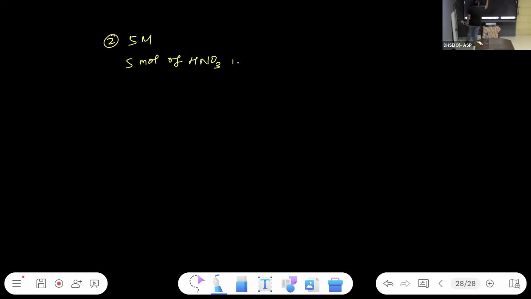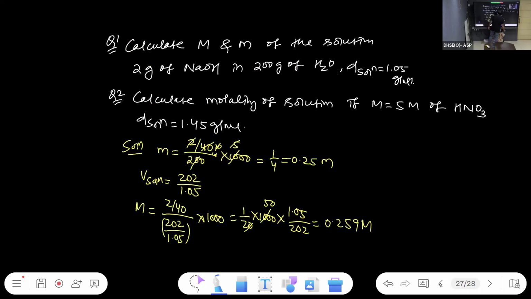So it is given as 5 molar. That means 5 moles of HNO3 in 1 liter of the solution. So, we know 1 molar means 1 mole of the solute in 1 liter of the solution. Similarly, 5 molar means 5 moles of the solute, that is HNO3, in 1 liter of the solution. So the volume of solution is 1 liter. Density of solution is given, I think 1.45.